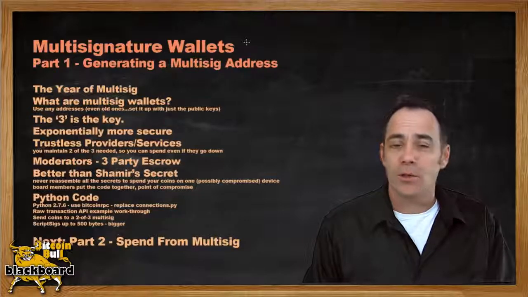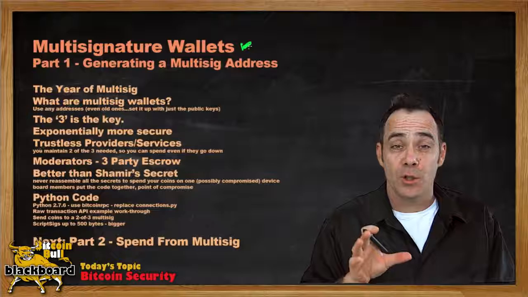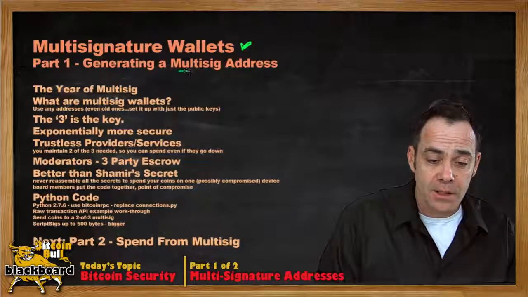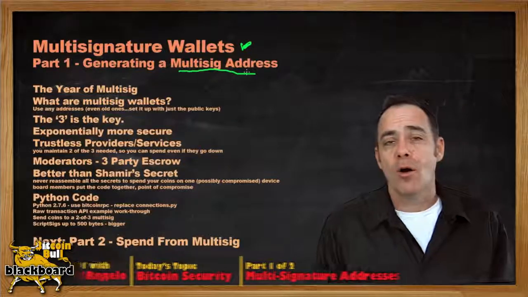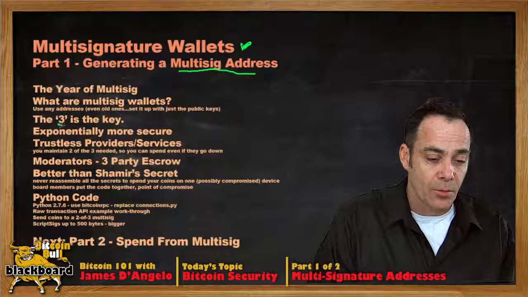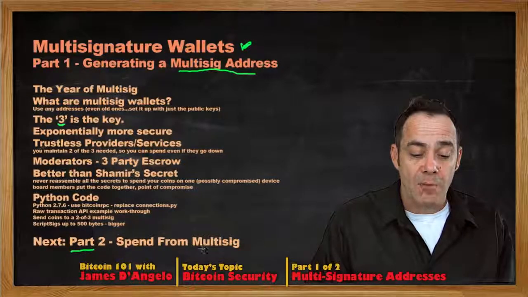Today we are going to be looking at multi-signature wallets. And this is going to be a two-part series. So in the first part, we're going to generate a multi-sig address. And all Bitcoin multi-sig addresses start with the number 3. In the second part, part 2, we're going to spend from our multi-sig.